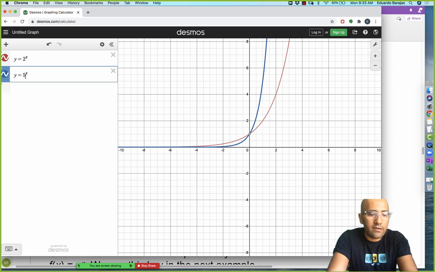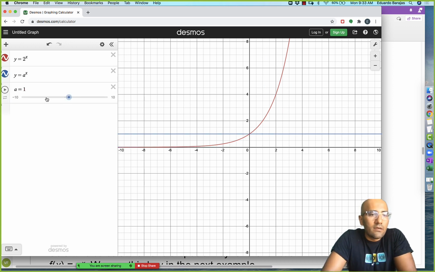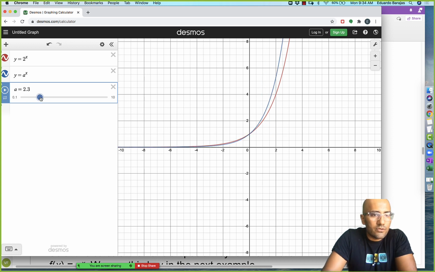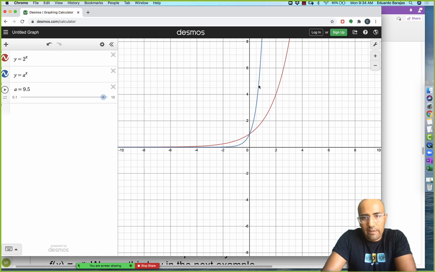We let it be some sort of slider. Let's let that be a. A is a slider, and let's let it range from 0.1 to, I don't know, 10 by 0.1 steps. And so here's 2. So when a equals 2, we have 2 to the x power. And as it gets bigger, here it is when a equals 3, it has that shape. When a equals 4, it has that shape. When a equals 5, 6, 7, 8, 9, 10, right? So it gets bigger and bigger, and the shape stays the same.